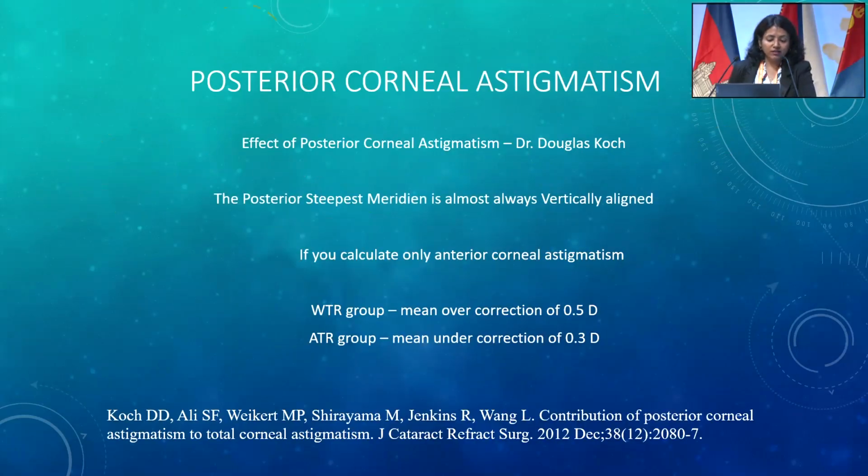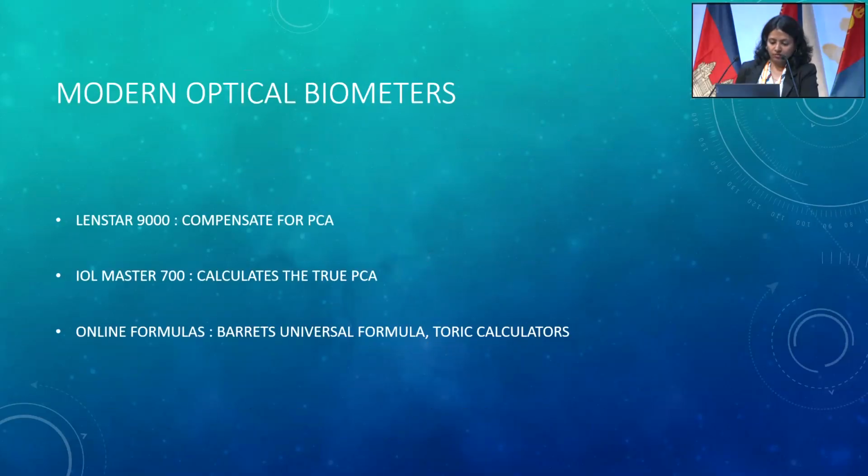Another component that is important while doing biometry is the posterior corneal astigmatism. The effect of the posterior corneal astigmatism was previously missed because only the anterior curvature was noted by the older biometers. So this effect would lead to a mean overcorrection of 0.5 diopters in the with the rule group and a mean undercorrection of 0.3 in the against the rule group. This was shown by Dr. Douglas Koch.